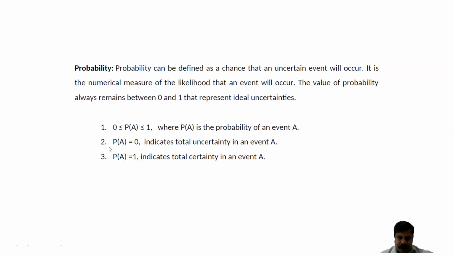So here are 3 points. The probability of an event will always be between 0 and 1. The probability of A equal to 0 means the event A is completely uncertain and may not happen. P of A equal to 1 means for the event A there is complete certainty about its happening.